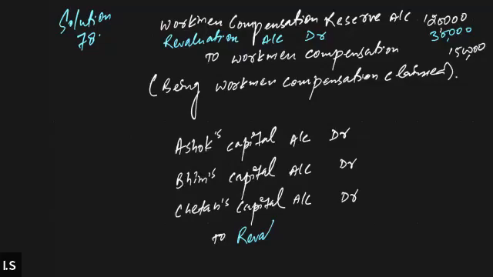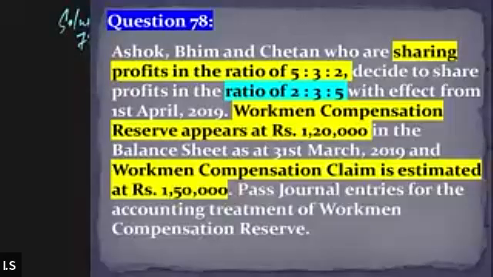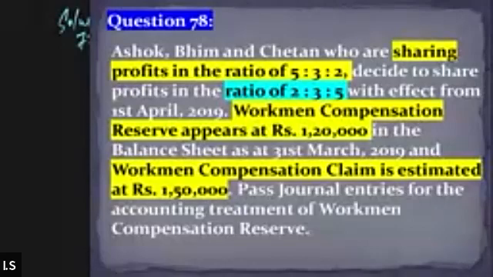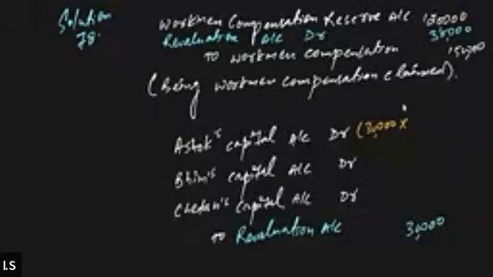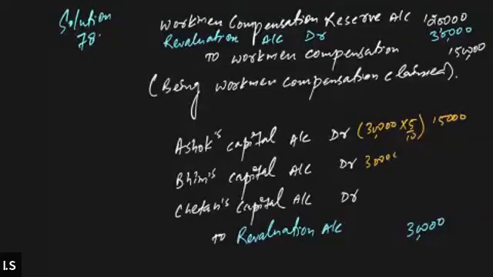So that means Ashok is going to bear 30,000 into what was the profit sharing ratio of Ashok. The old profit sharing ratio for Ashok was 5/10. So that means 5/10, that is 15,000. And similarly 30,000 into 3/10, that means 9,000 will be borne by Bhim.